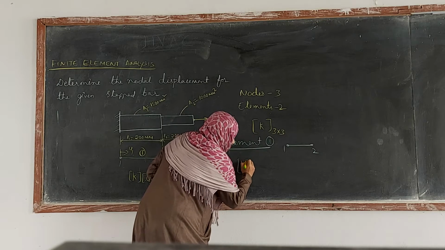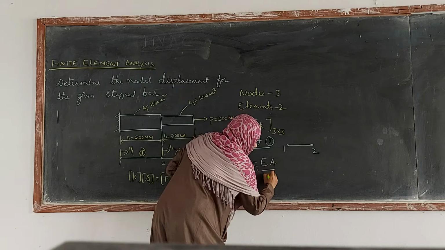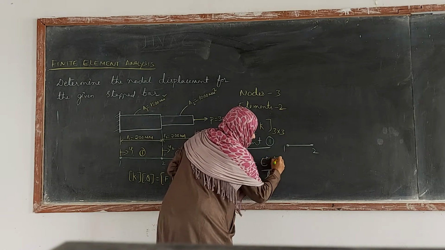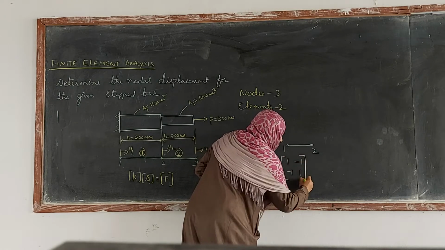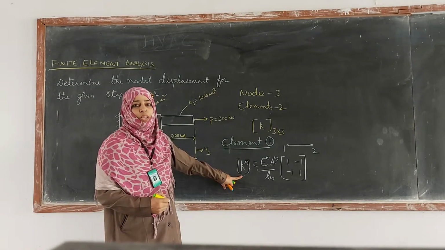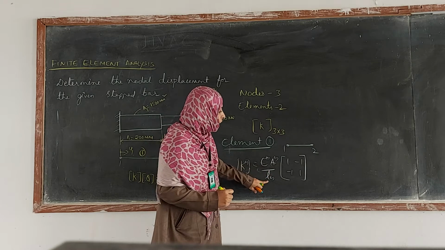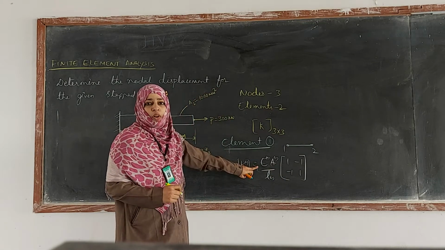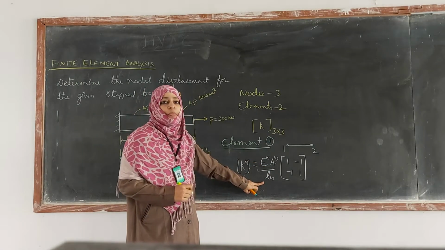The element stiffness matrix for the bar element is KE equal to EA by LE times the matrix [1 -1; -1 1]. This is the formula for calculation of the element stiffness matrix of a bar element, where E is the Young's modulus, A is the area and L is the length of the element.